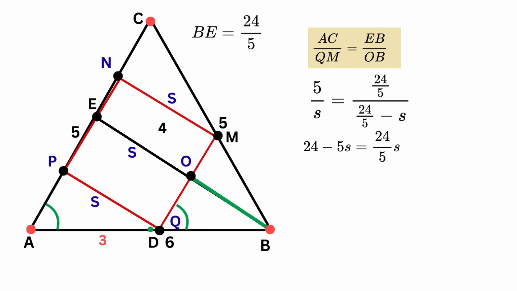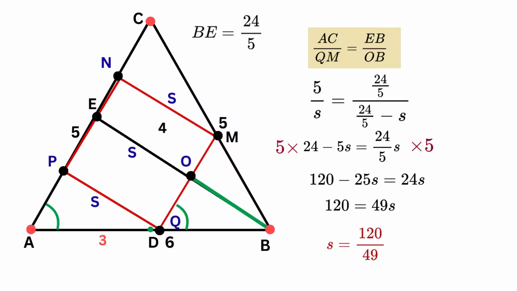Now, by cross-multiplying this, we can simplify by multiplying both sides by 5 to eliminate the fraction, and we will get that 120 equals 49s, which means that the side of our square is equal to 120 over 49.